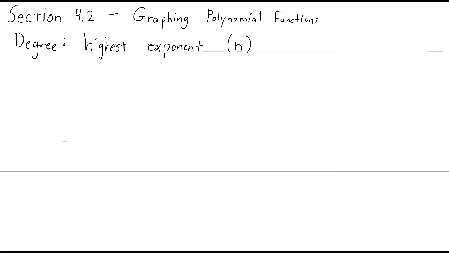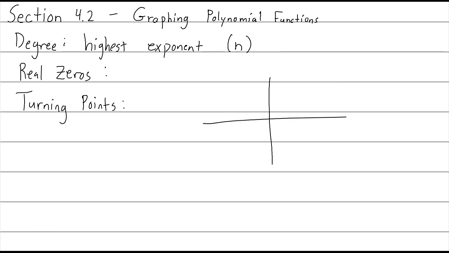Okay, so if we're talking about the graph, from the degree you can determine the maximum number of real zeros and the maximum number of turning points. Let me show you what that looks like on the graph. So the degree will tell you, let's say you have something like this. This graph right here is a cubic function, right? This is x cubed or something like that. It could be 3x cubed plus 2x, I don't really care. Anyway, this is x cubed.